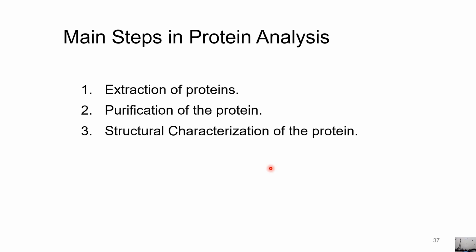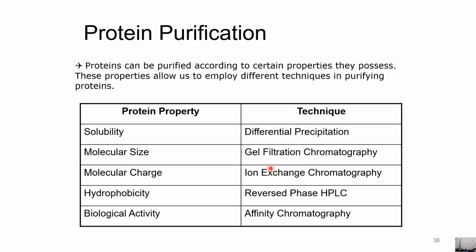So, what are the main steps in protein analysis? The extraction of proteins, the purification of proteins, and the structural characterization of the protein. First you overexpress the proteins, then you extract the proteins, then you purify them, then you structurally characterize the protein. Proteins can be purified according to certain properties they possess, and these properties allow us to apply different techniques in purifying proteins.